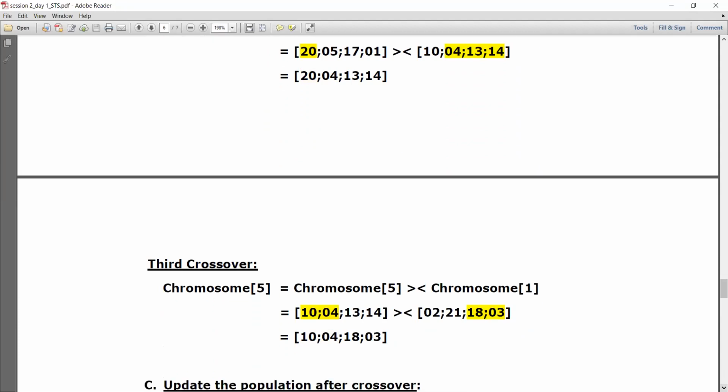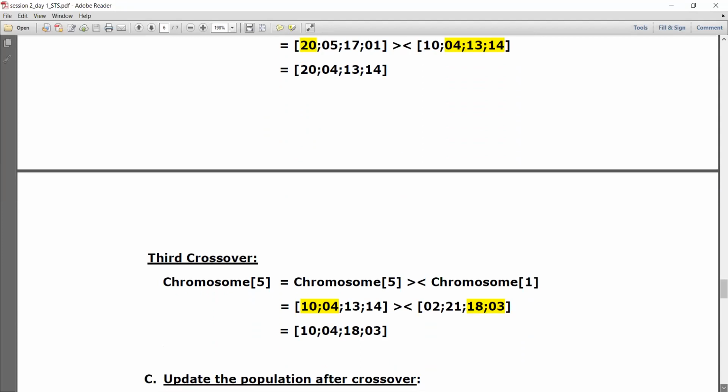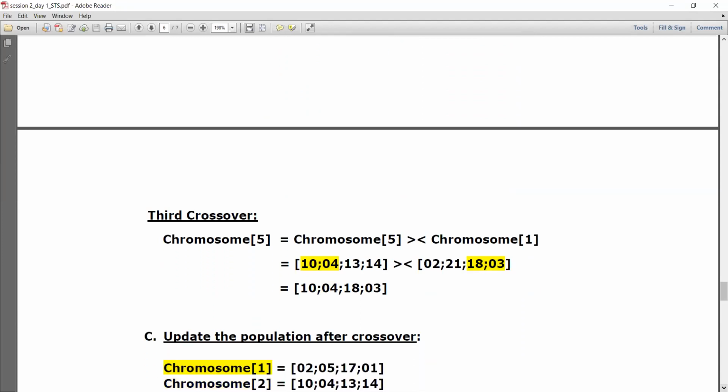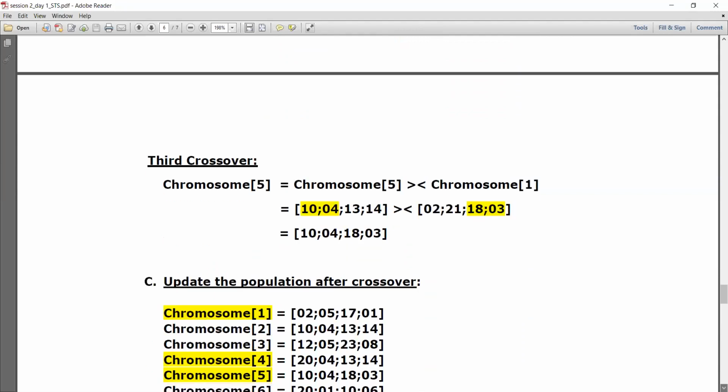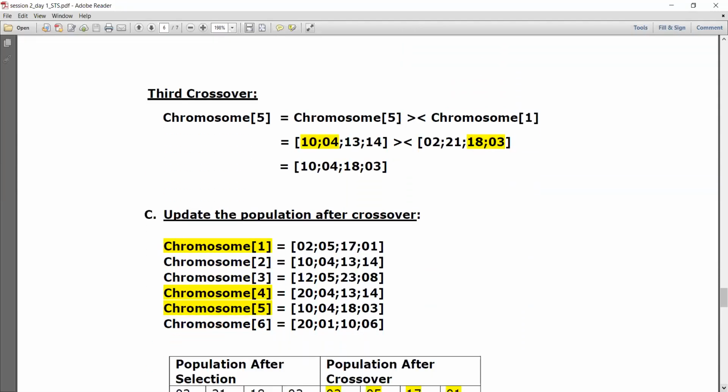Second midpoint, meaning after the second gene. After the second gene is after B, variable B. So naturally the head, 10 and 4, is taken from chromosome 5, and the tail is taken from chromosome 1, 18, 3. So the output is going to be 10, 4, 18, 3.